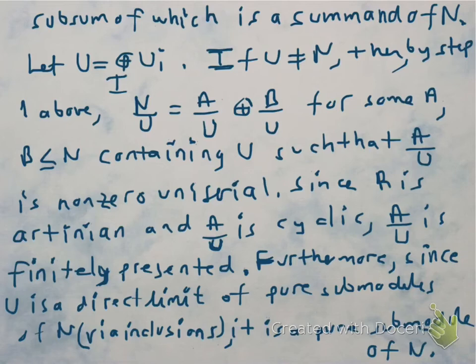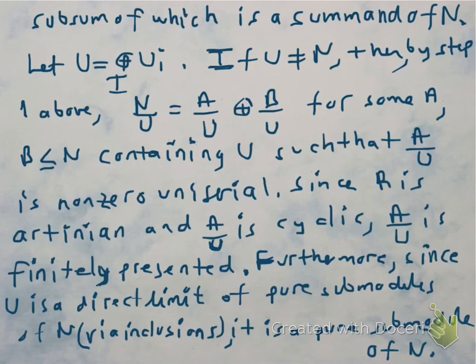Now, since R is Artinian and A over U is cyclic, A over U is finitely presented. Why is that? Because Artinian rings are Noetherian, and every cyclic or finitely generated module is finitely presented. Namely, a finitely generated projective module factored with respect to a finitely generated submodule. So, it is well known that finitely presented modules are so-called pure projective modules, which means they are projective with respect to any pure sequence.